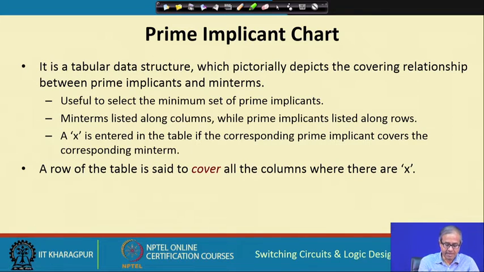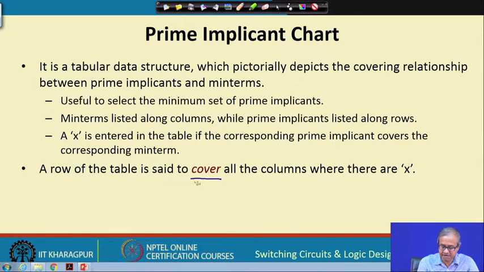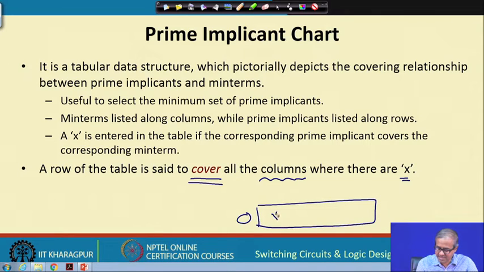So, what we say is that a row of the table, that means a prime implicant, covers all the minterms, that means the columns, where there are x. Say for example, for some prime implicant we see in the table that there is an x here, there is a x here, there is a x here. So, the corresponding true minterms, these three minterms are covered by this prime implicant, right. This is the idea, we use this term cover.